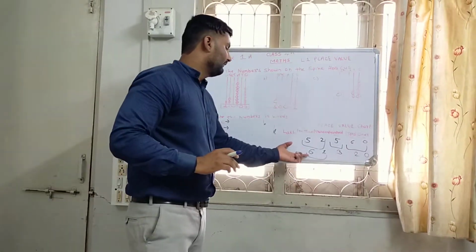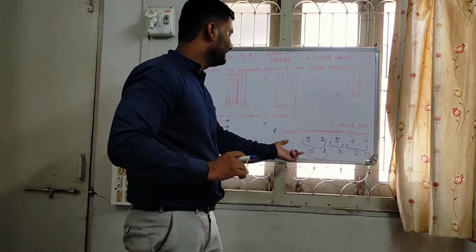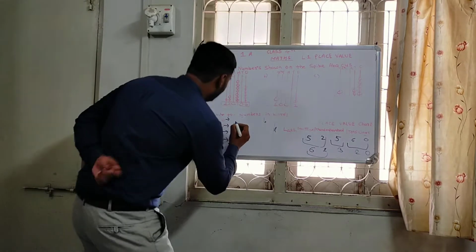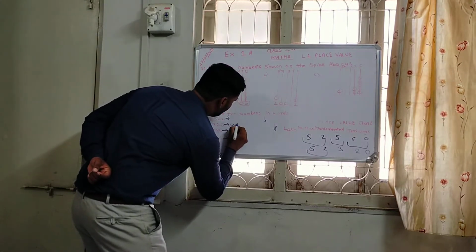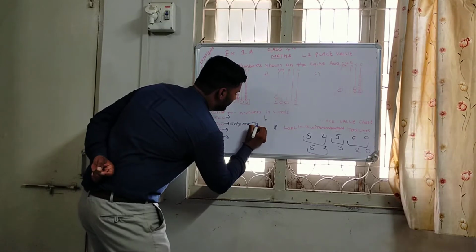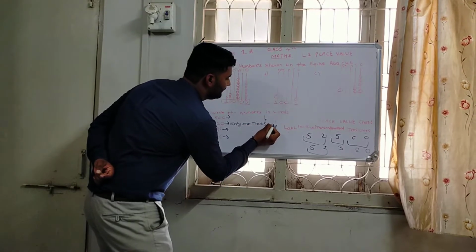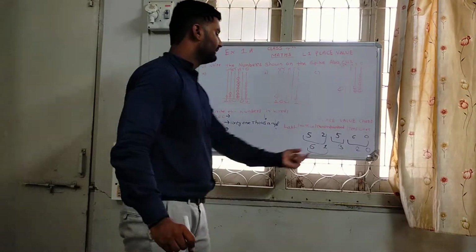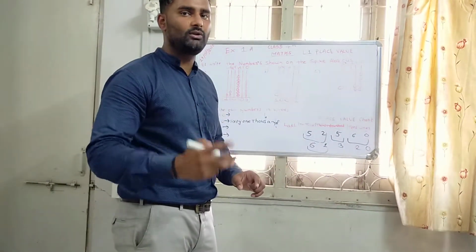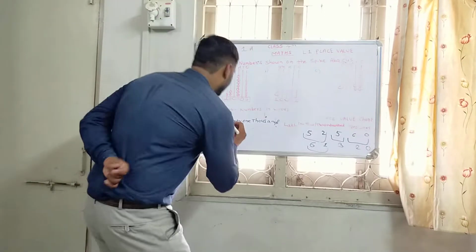Now the method of reading this number is: 61,000, 320. So it is 61,320.